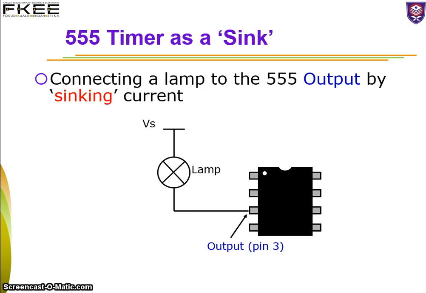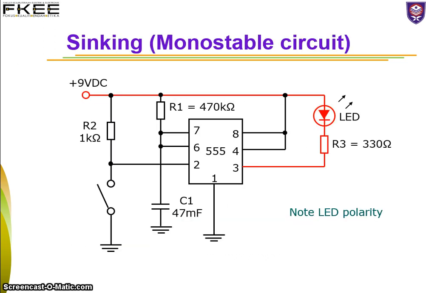This is an example of the 555 timer as a sink, meaning that we can have VCC connected to a lamp and to the output, pin 3, and as a result there will be a current flow from the power supply to pin 3, so it will sink the current to the ground. And this is another example of sinking in a monostable circuit. You see the red line from the plus 9 volt VDC to the LED and into pin 3, so the current will flow into pin 3, meaning that the 555 timer will sink the current to the ground.